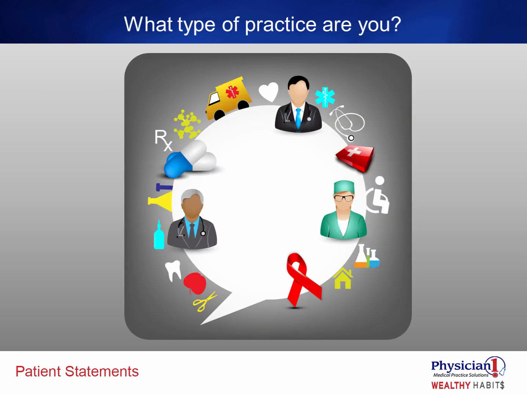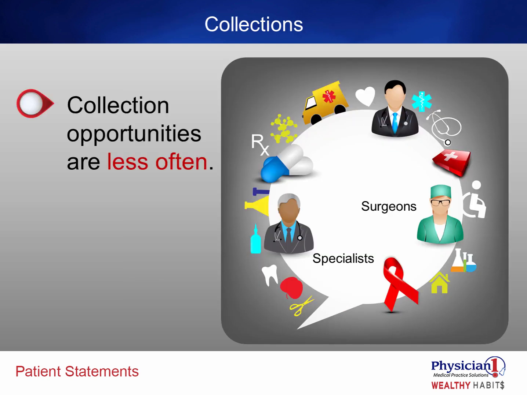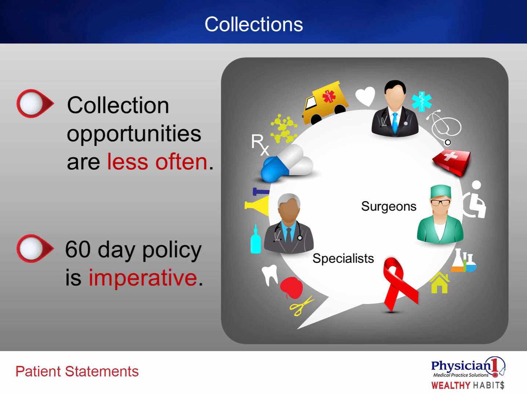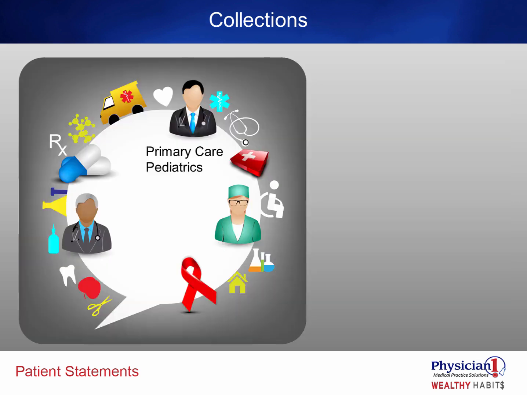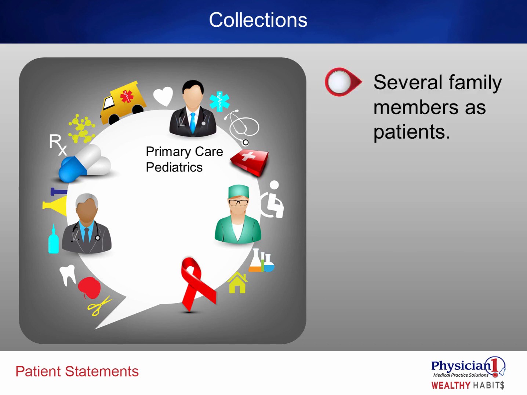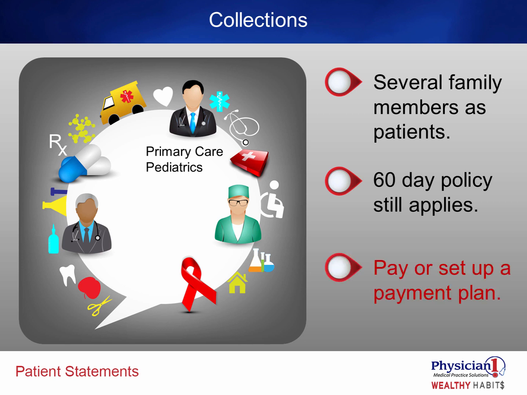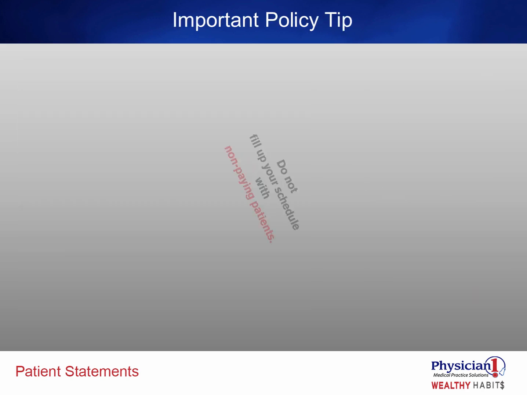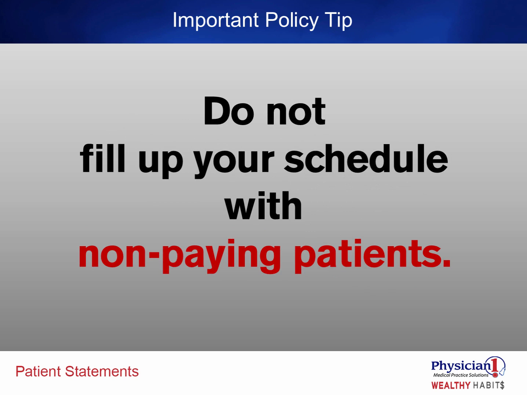Let's talk a little bit now about specialists, surgeons, and primary care. With specialists and surgeons, patients aren't followed on a routine basis. Therefore, the staff doesn't have the opportunity to collect the balances. The 60-day policy is imperative. With primary care, especially family practice and pediatrics, where you have several family member balances compounding, the 60-day policy can still work. Balances need to be paid, or some type of regular payment plan needs to be in place. There is no need to fill your schedule with non-paying patients.